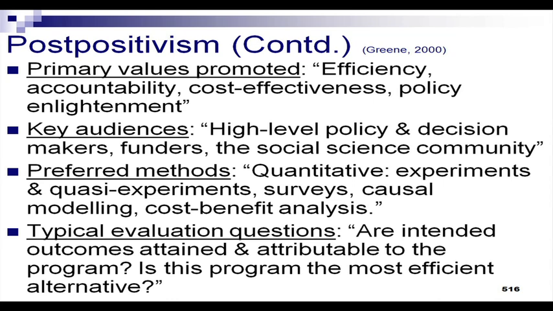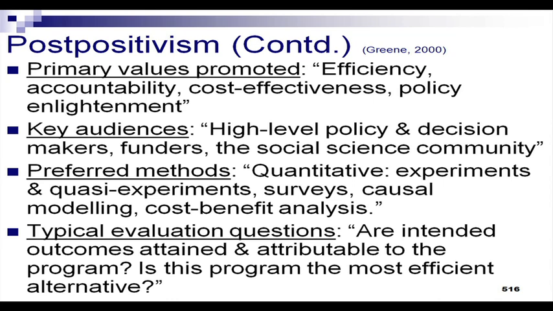Preferred methods are quantitative: experiments and quasi-experiments, surveys, causal modeling, cost-benefit analysis, plus minus, one thing leading to another. So the preferred method of evaluating social programs from the post-positivist point of view is quantitative. If A plus B should be equal to C, it cannot be C and X and Z at the same time. That is what we are trying to find out from this.